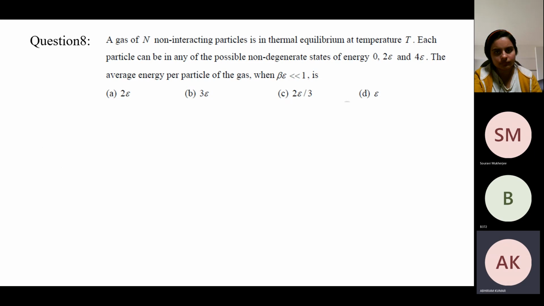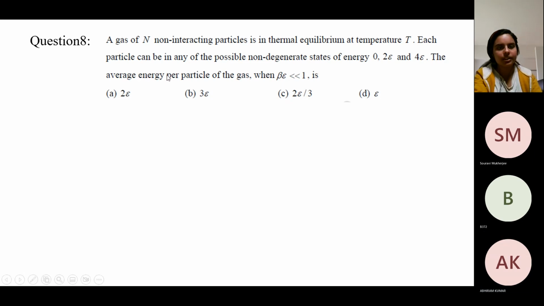Probability in the zero state? It is one upon the partition function, because e to the power minus beta epsilon and epsilon is 0, so e to the power 0 is 1, and 1 by Z. Correct. Then what should be the probability of being in the state 2 epsilon? It is e to the power minus 2 beta epsilon upon Z. Correct. And similarly for the 4 epsilon part.